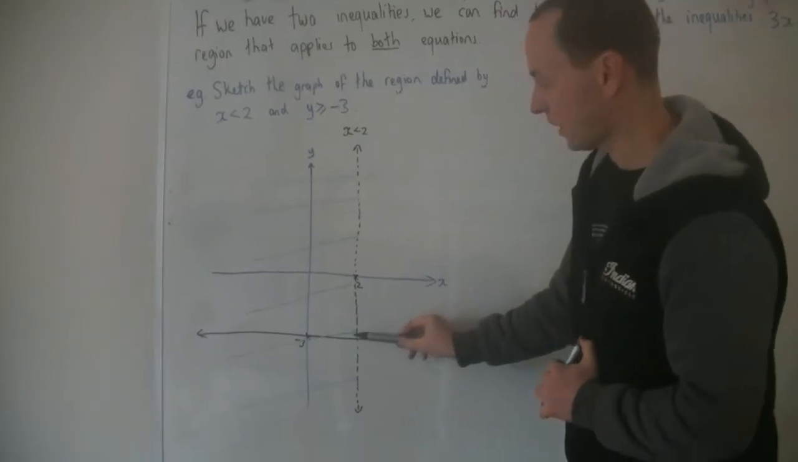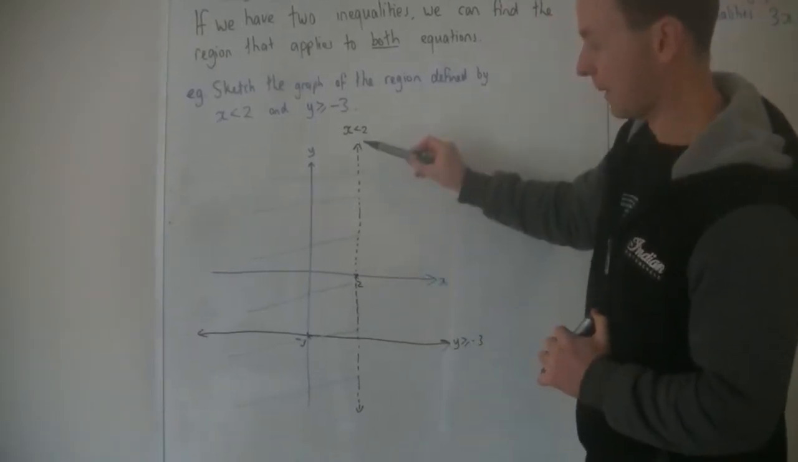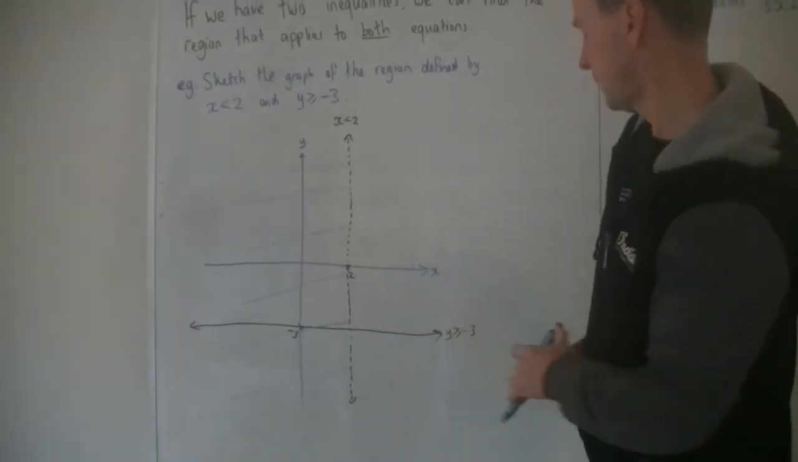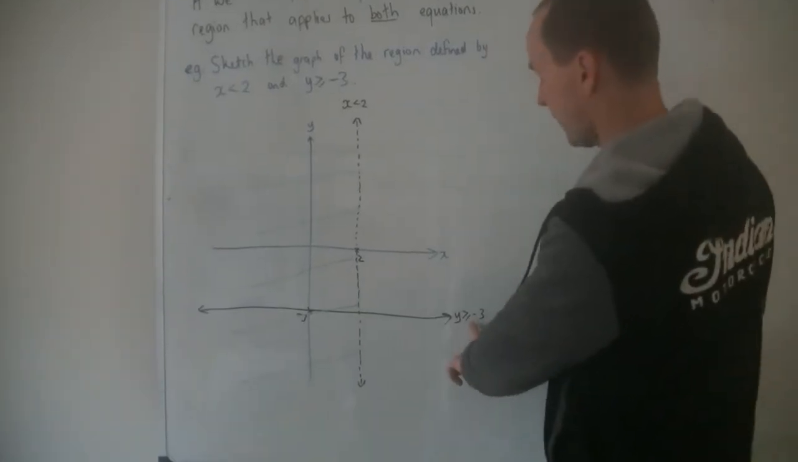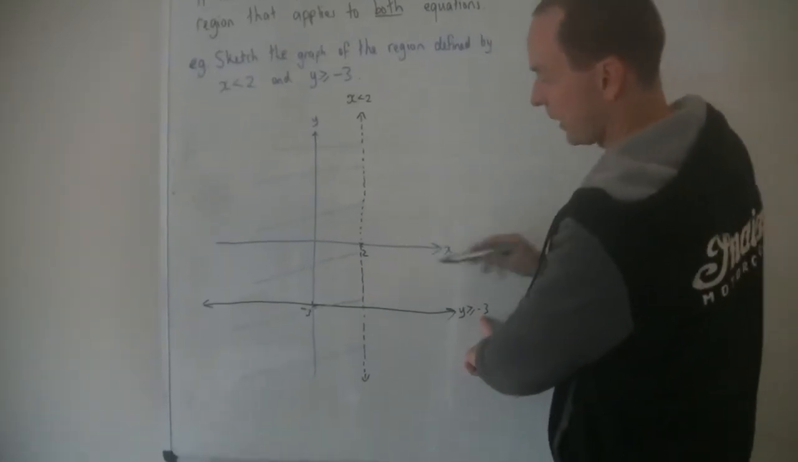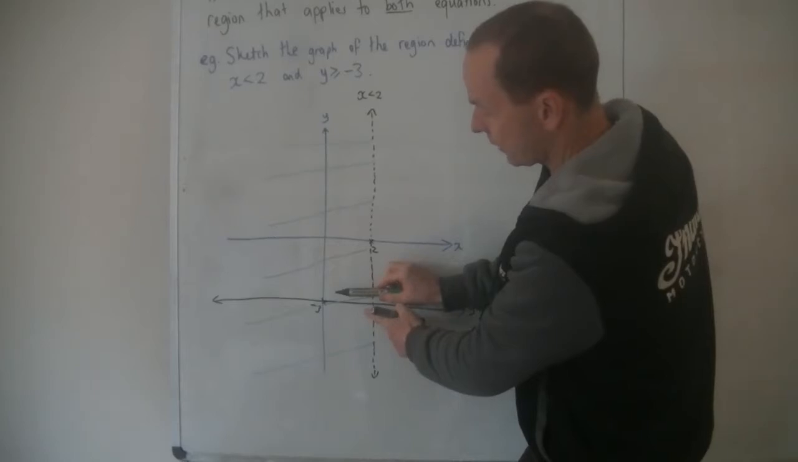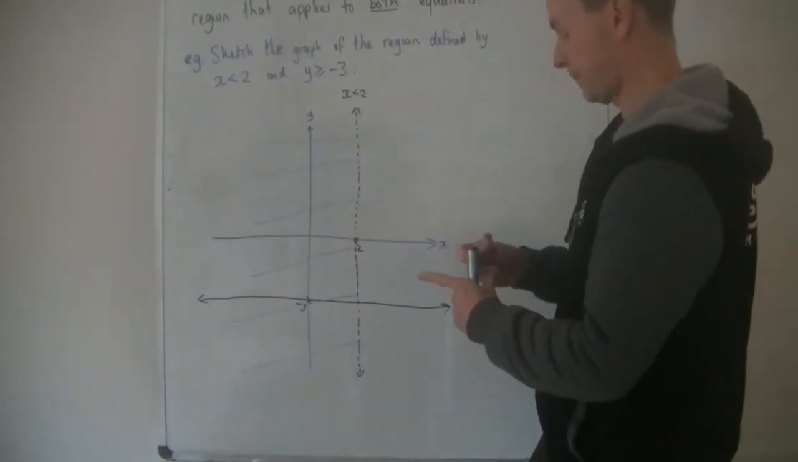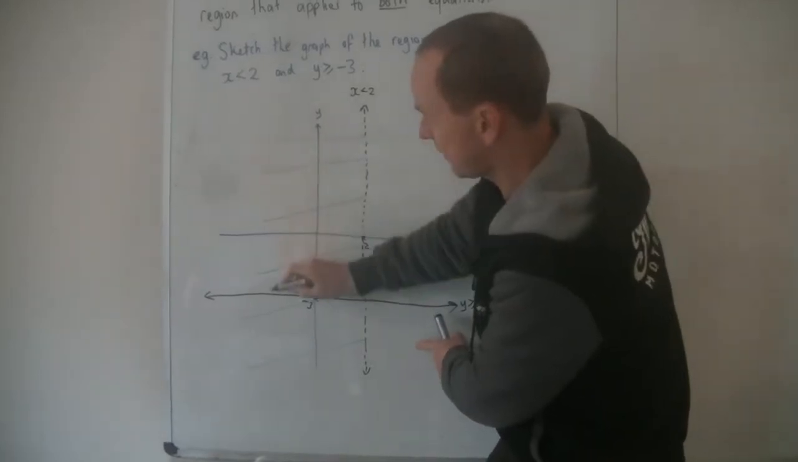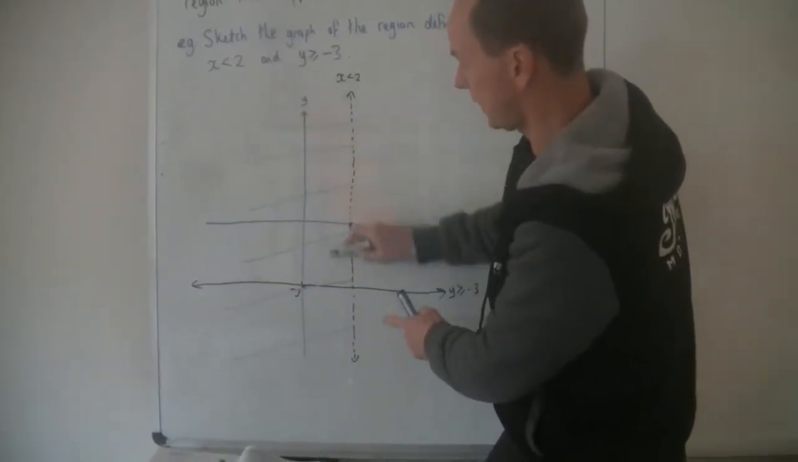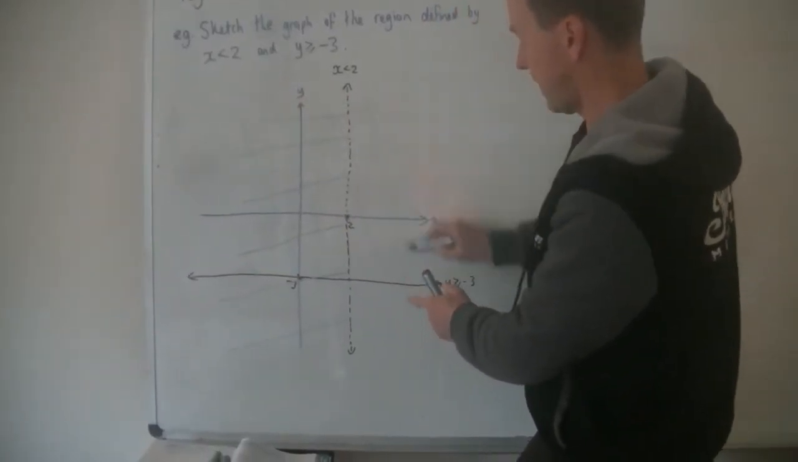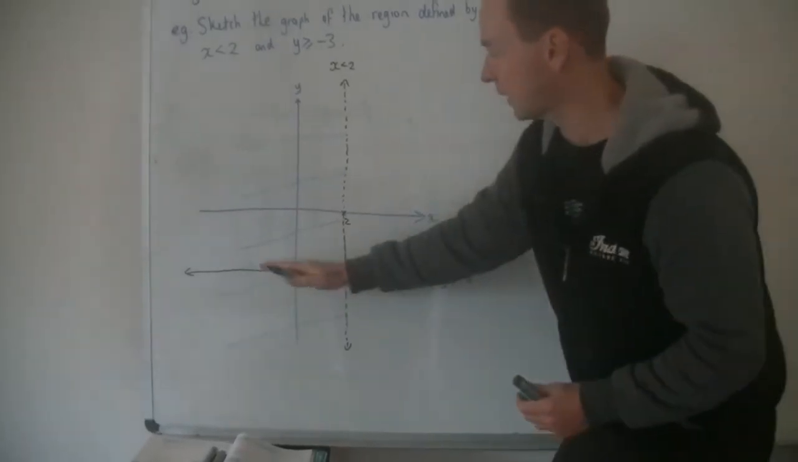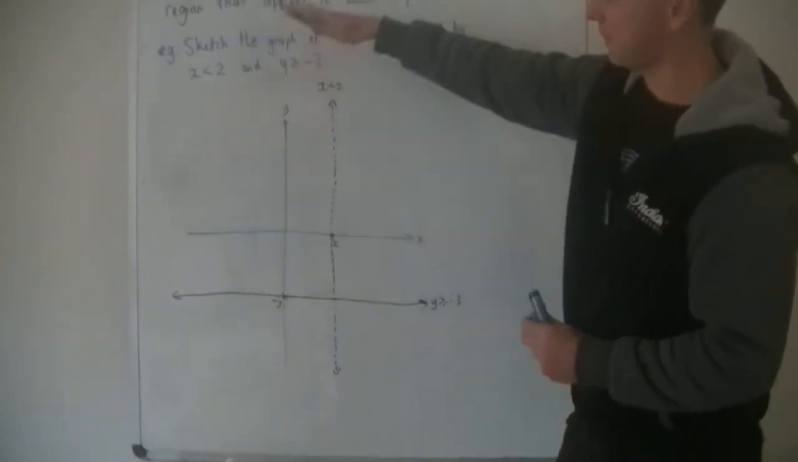But now for this line, we need to know, is the region required above it or below this line? So let's have a look. Y is greater than or equal to -3. There's -3. Where is y greater than -3? It's up this way. So I'll do it in green again. So this region required is above here. So it's everything above that line there. See the equation there? It's everything above.